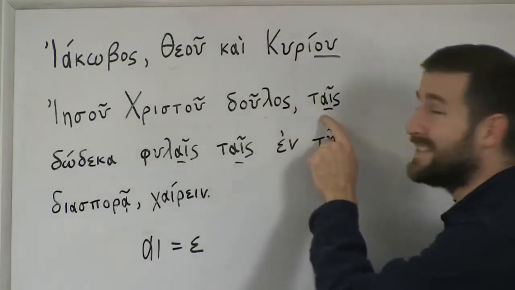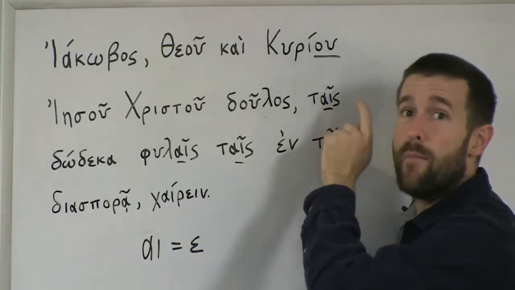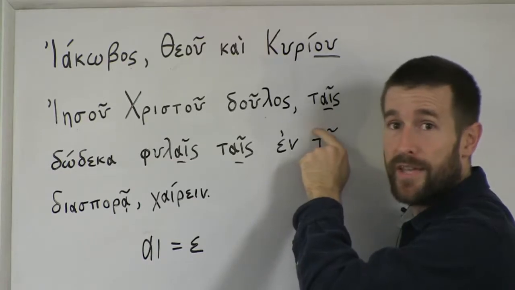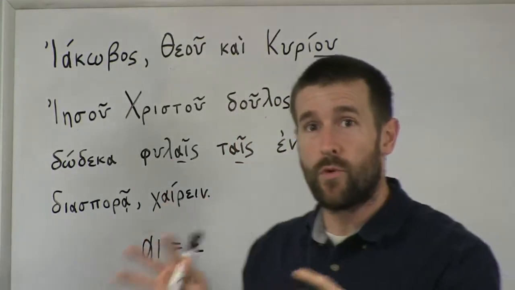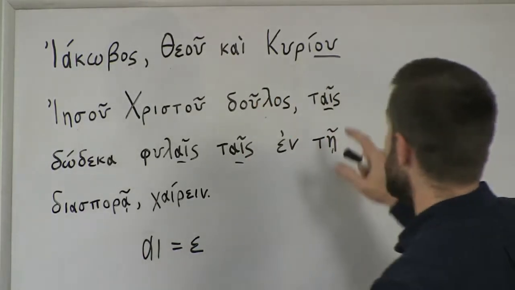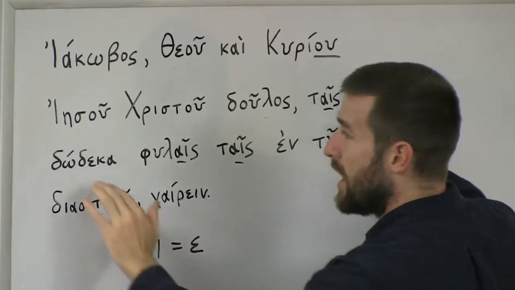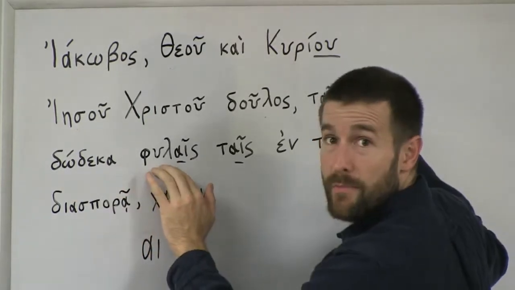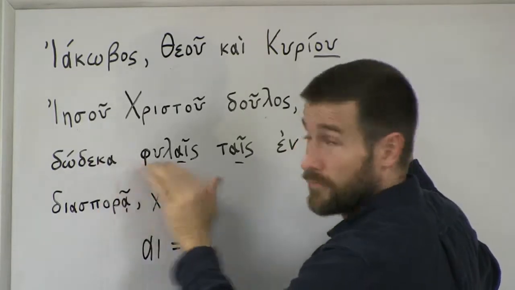Now this word tes is the again, but this time it is in the plural dative case. And if you remember, dative case answers the question to whom or for whom. So when we see tes dodeka philes, these words mean the 12 tribes, but because they're in dative case, it becomes to the 12 tribes.